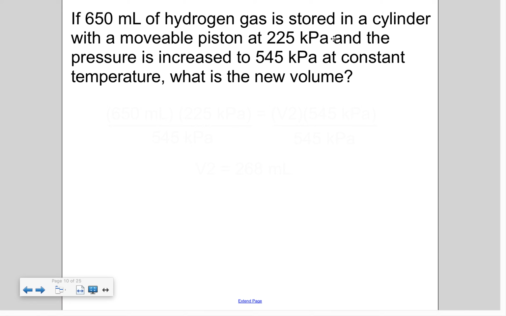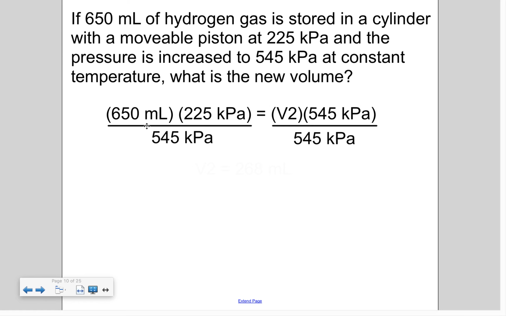650 milliliters of hydrogen gas is stored in a cylinder with a movable piston at 225 kilopascals, and the pressure is increased to 545 kilopascals. What's the new volume? So this is my V1, P1, and this is my P2, and I'm trying to find V2. So when I set this up, 650 times 225 equals V2 times the new pressure. So to solve, divide it by 545 on each side, and your answer is 268.